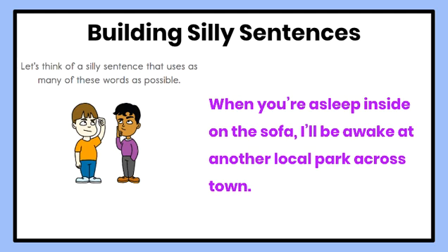Notice all of the words that I used that we had just come up with on our last slide. There's a ton of words in here that have our schwa sound that's spelled with an A at the beginning or the end. Let's find a few. Asleep, sofa, awake, another, local, and across. How many words are in this sentence? That's right, we have 16 words in this sentence.